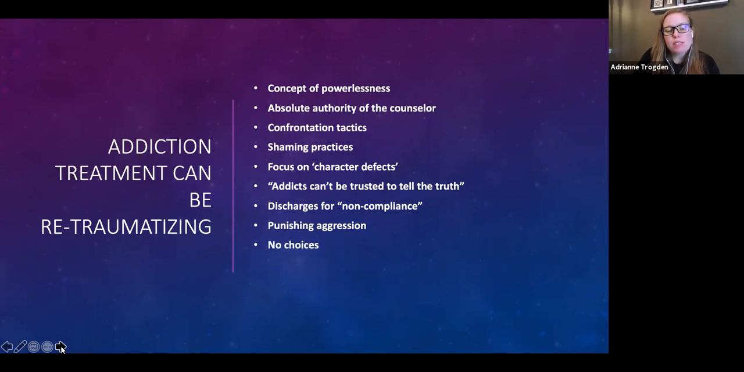Not giving clients choices. Again, that speaks to autonomy and self-efficacy: the more choice we can give our clients, and helping them figure out the best choices for them, helping them with decision making and problem solving, teaching them how to make healthy decisions, can be empowering for them. Taking away their choices and options can be re-traumatizing, because again that idea of powerlessness comes up, and that they're being victimized again.